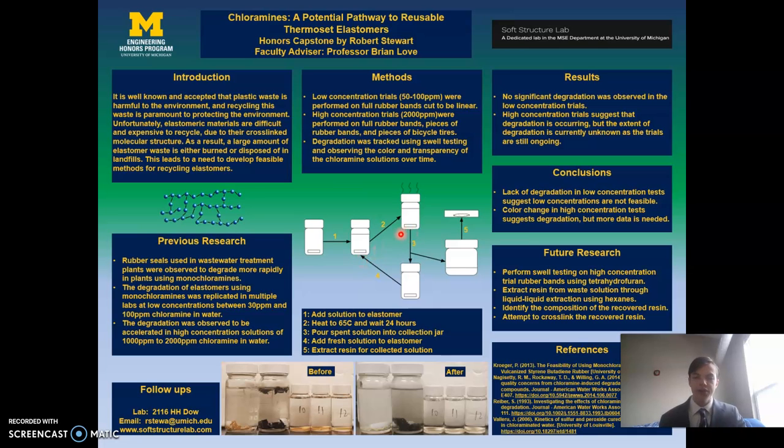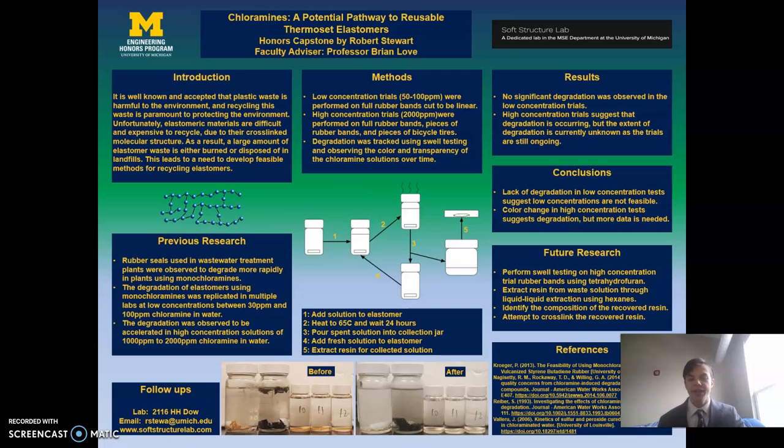Now, every 24 hours, you need to replace the monochloramine solution because chloramines are very unstable and will decompose as they are heated. As such, every 24 hours, I took the spent solution and collected it in a collection jar as it contained bits of elastomer or resin. And then I refreshed the solution with a completely new batch. This then repeated for several days until I felt that I had collected enough resin for my purposes, or that I was able to see enough degradation.